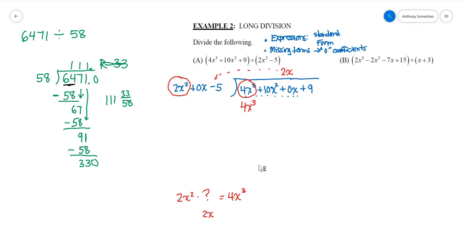2x times 0x would give me a 0 for the coefficient of x squared. Now again, under most normal circumstances, I wouldn't have had the 0x there to begin with, and even if I did, if I ended up with 0x squared, I would tend to ignore it. But I'm not doing that here. I've got to make sure to keep the places in line. 2x times a negative 5 is a minus 10x.